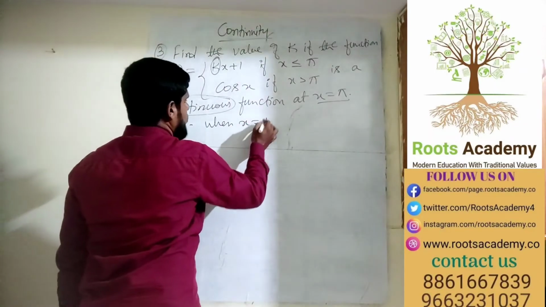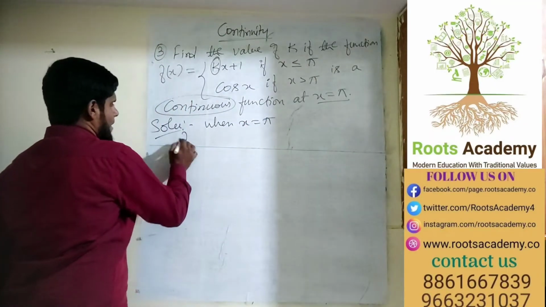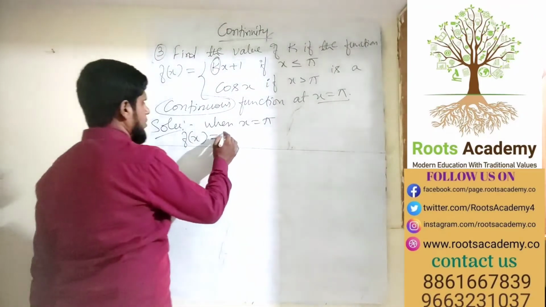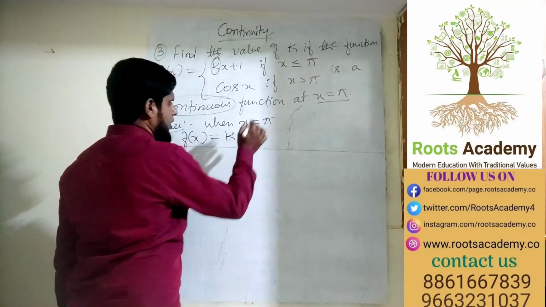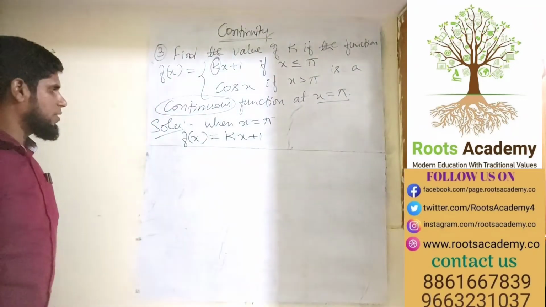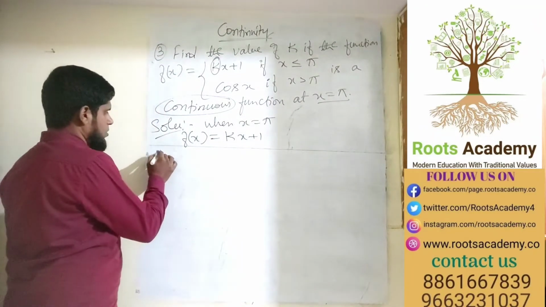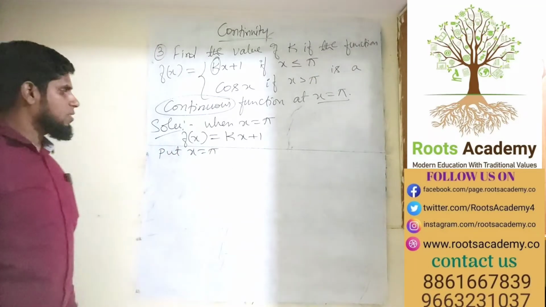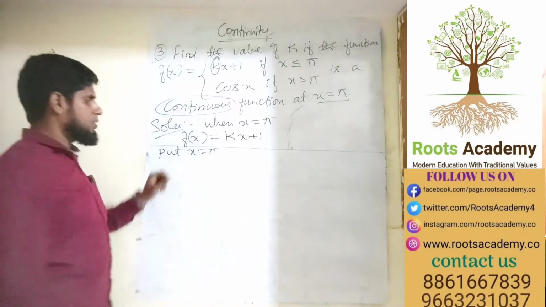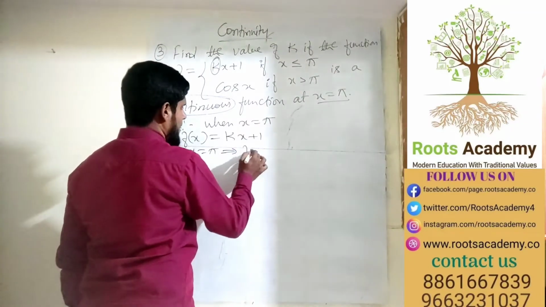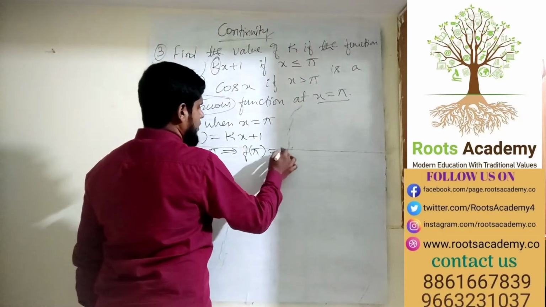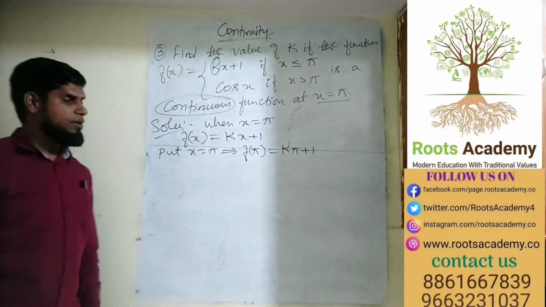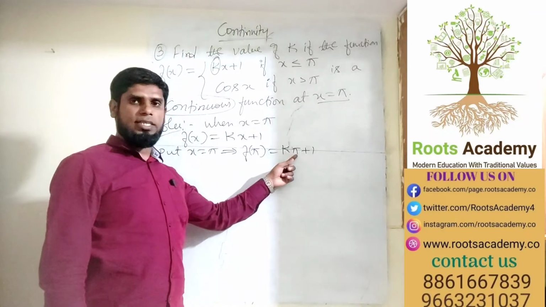When x is equal to pi, f of x is equal to kx plus 1. We should put x as pi here. The value of x is pi. This implies f of pi is equal to k pi plus 1. Very simple. The x changes to pi.